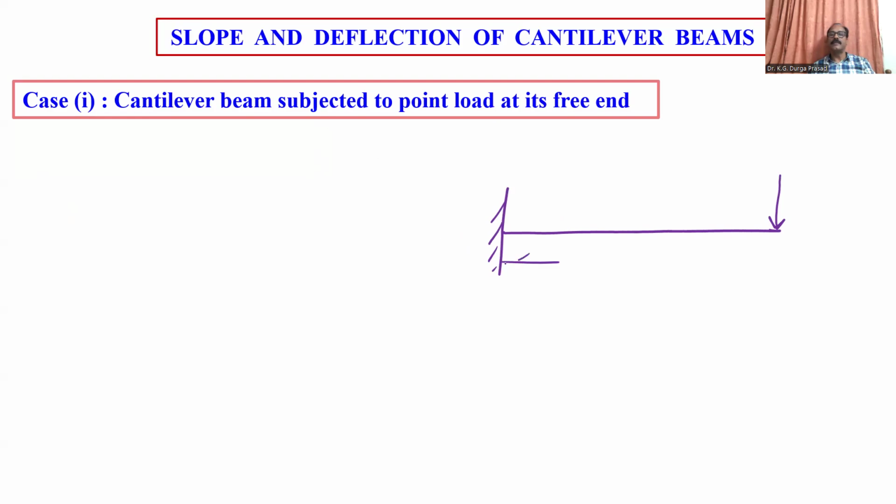The length of this beam, let us say L. Very simple case, A and B. If the point load, say W, is acting on the beam at the free end, now our task is to find the slope and deflection for this cantilever beam subjected to point load W at its free end, right?